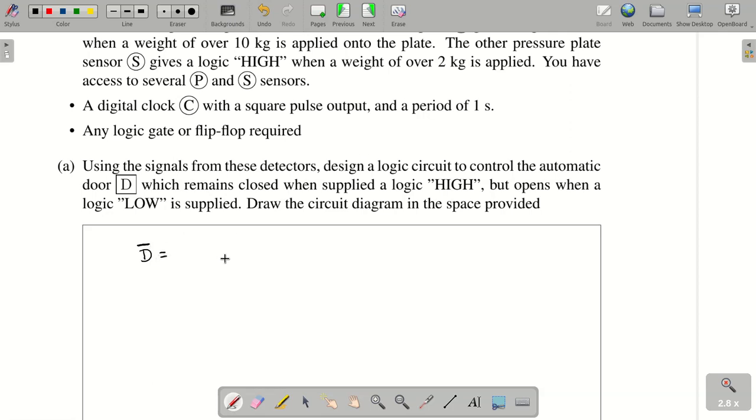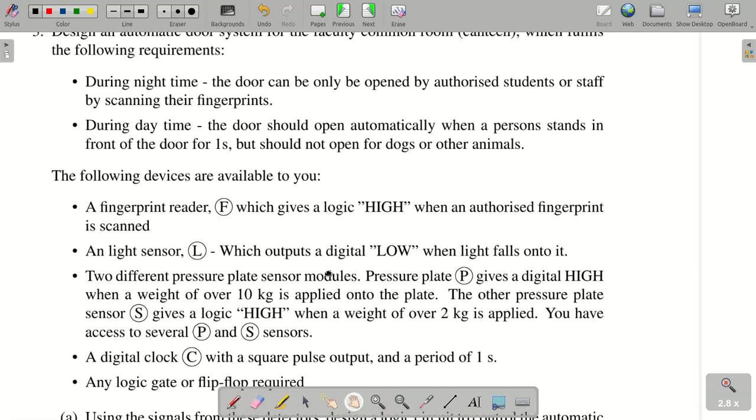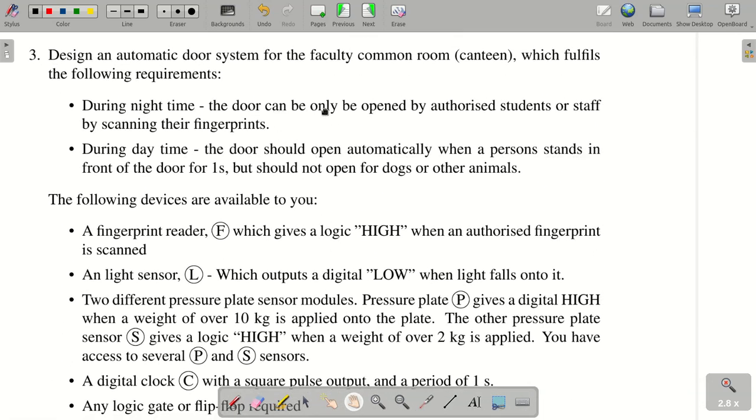And let's break this down into two parts. Let's say in the daytime, what do we need? And at the nighttime, what do we need? Okay, I think the nighttime is easier, so let's first start with that. Okay, it says in the nighttime, the door can only be opened by authorized students or staff by scanning their fingerprints.